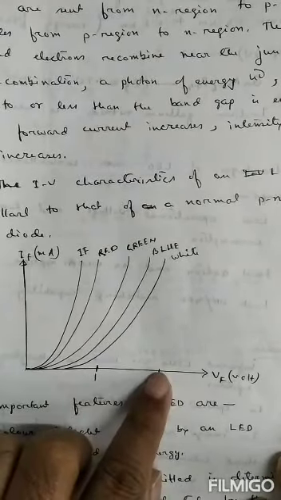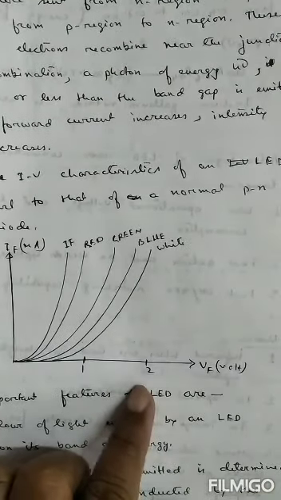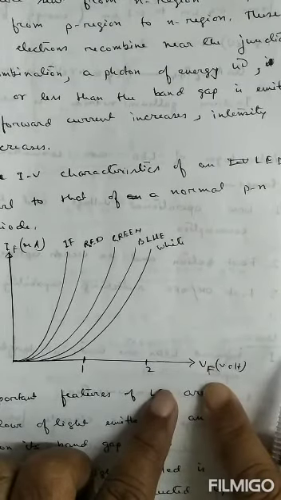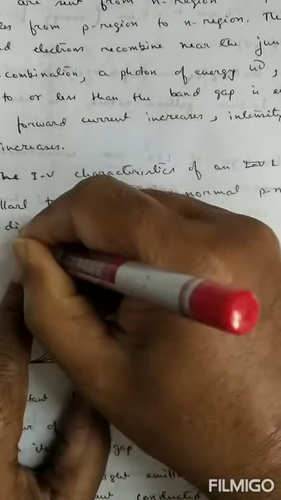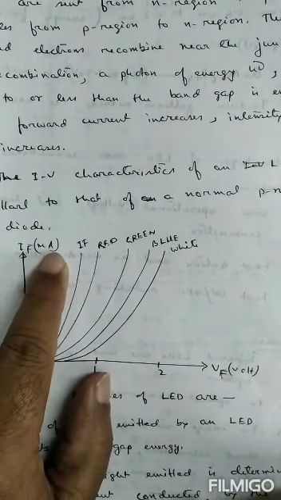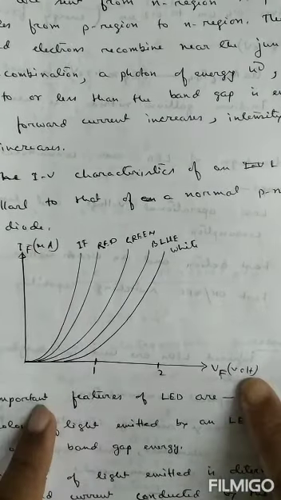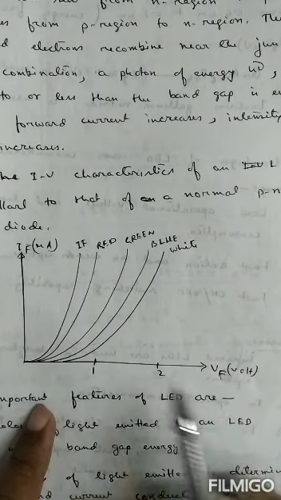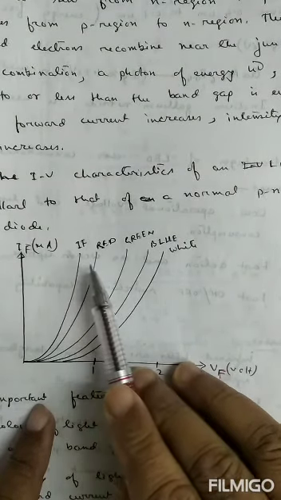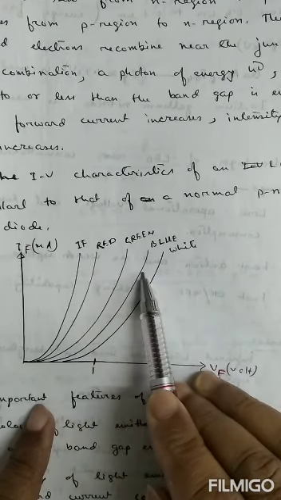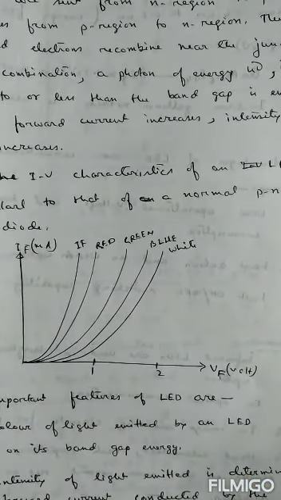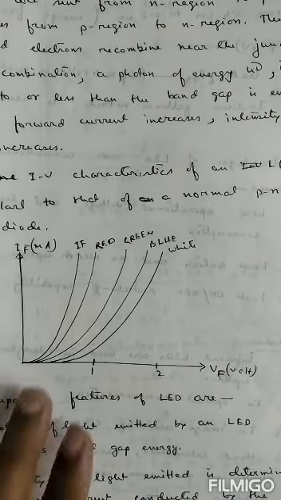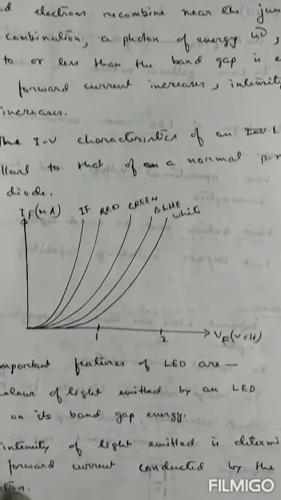This is the IV characteristics of an LED. It is in the first quadrant. It is forward biased. This is the forward current. Current through LED is measured in milliampere because it is forward biased. So this is for infrared, this is for red, this is for green, this is for blue, and this is for white. Sometimes in the entrance exam, sometimes in the board exam, they ask to draw the IV characteristics of LED.